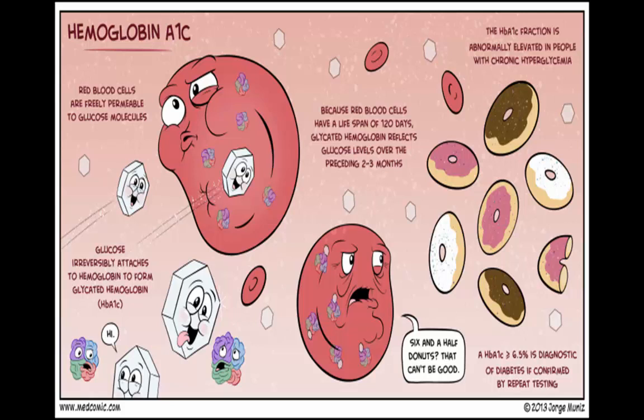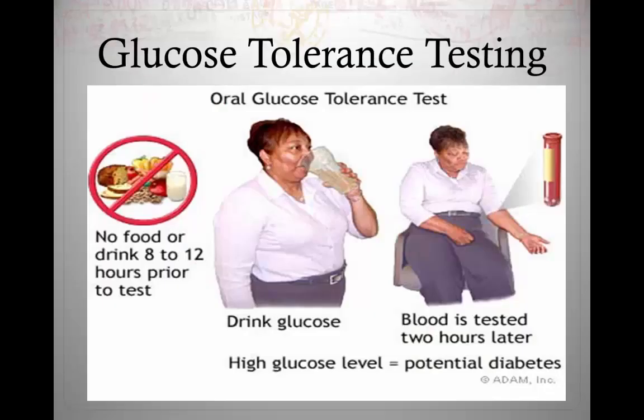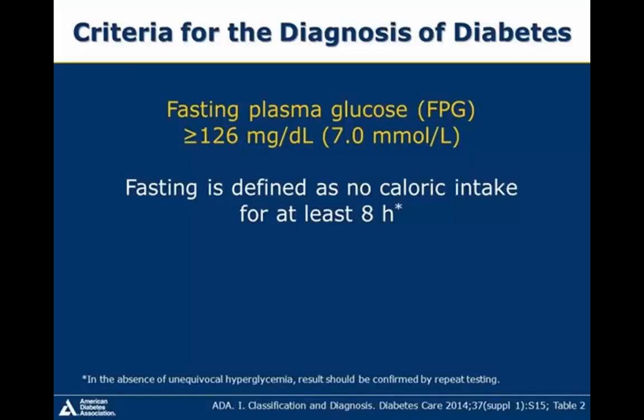So diagnosis of diabetes, remember that if you have a hemoglobin A1C greater or equal than 6.5%, it is a component of criteria for diabetes. Another one is the glucose tolerance test. Basically, you will be drinking a high load of glucose, and 2 hours later, you will be measuring the blood glucose level, and if the glucose level is 200, patients will be classified as diabetics.